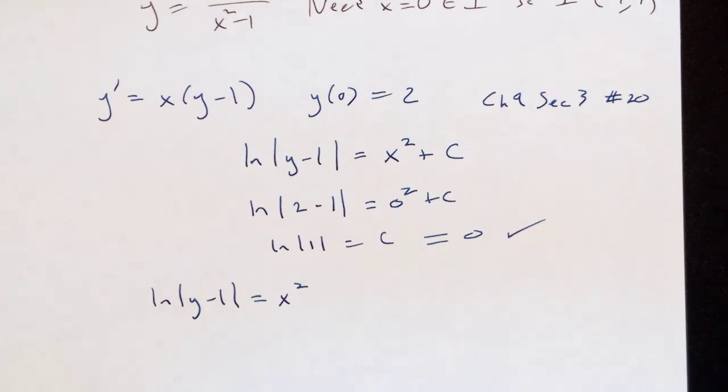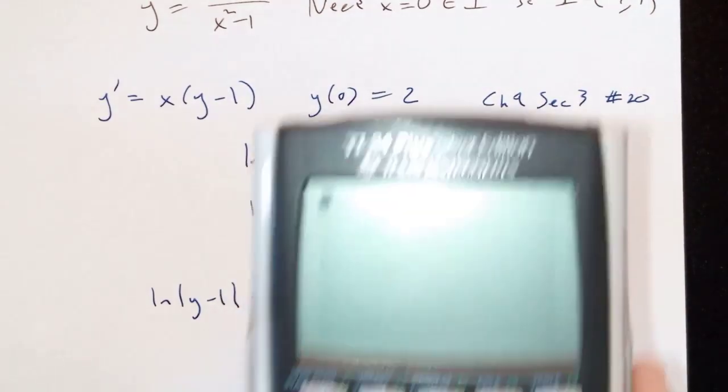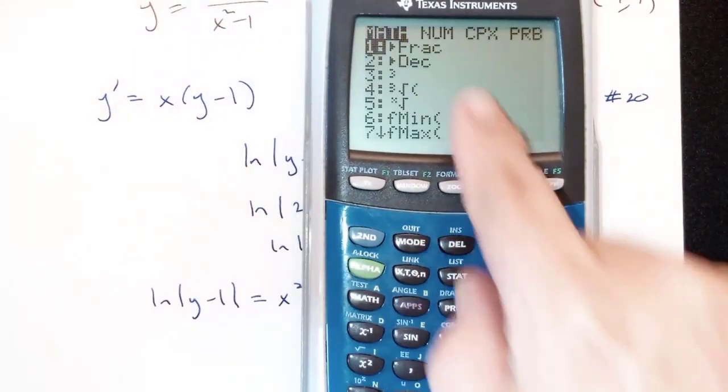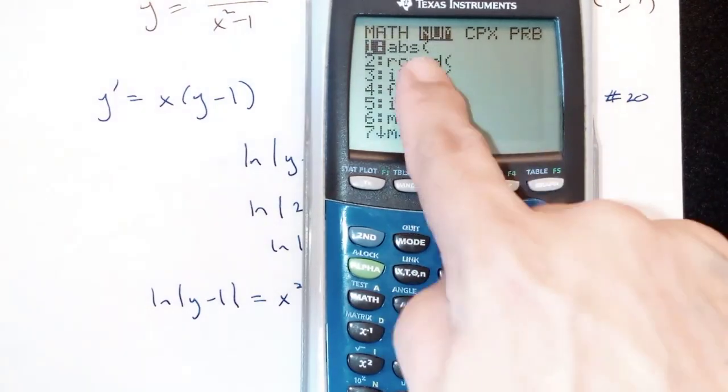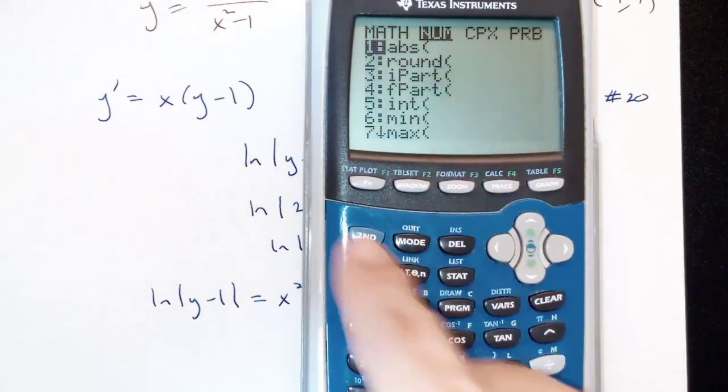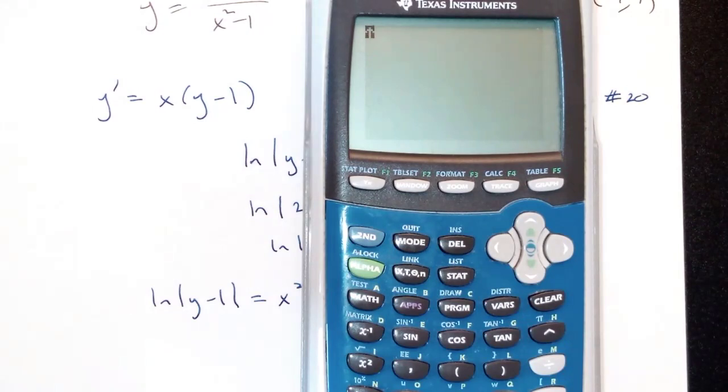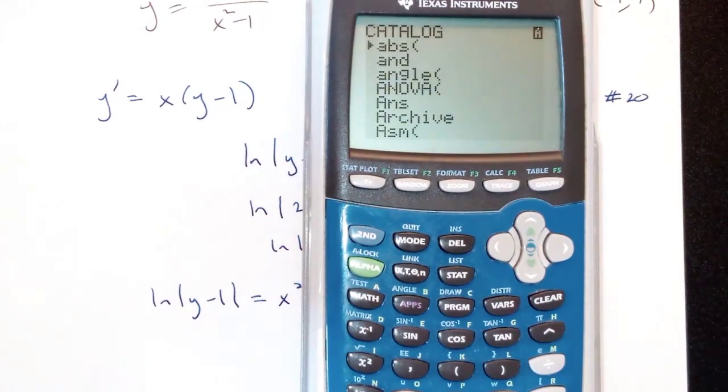Cody, you're about to run into a very big problem as soon as I start to go to the calculator to graph this. There is an absolute value, but it's hiding. You either get it by hitting the math option and going to number, there's ABS right there. Or you hit second and 0 where the catalog is, and the absolute value is the very first thing listed in the catalog of things this calculator will do.